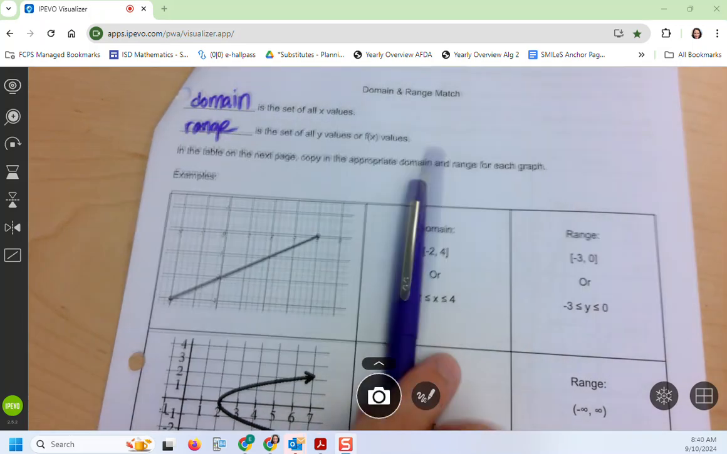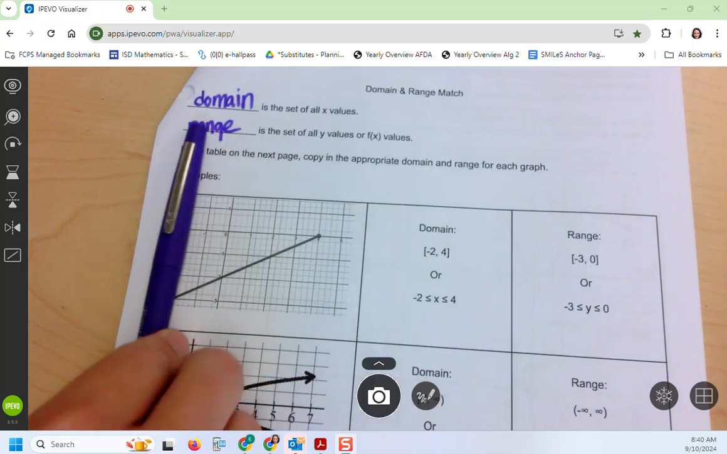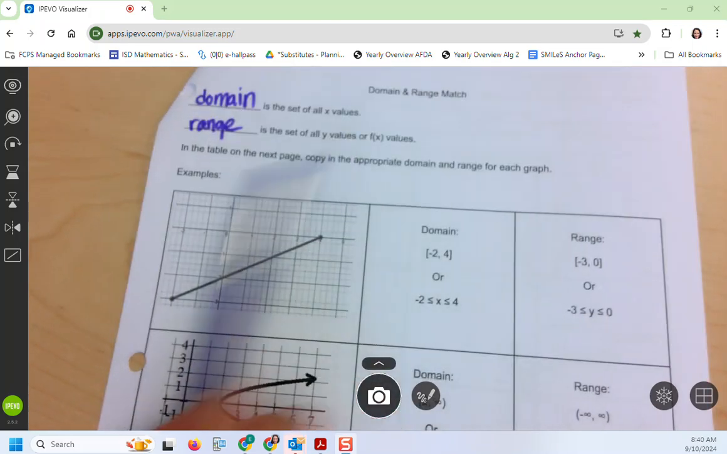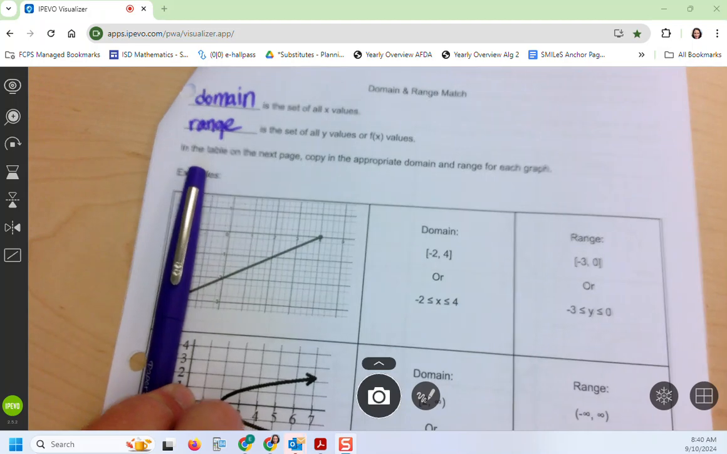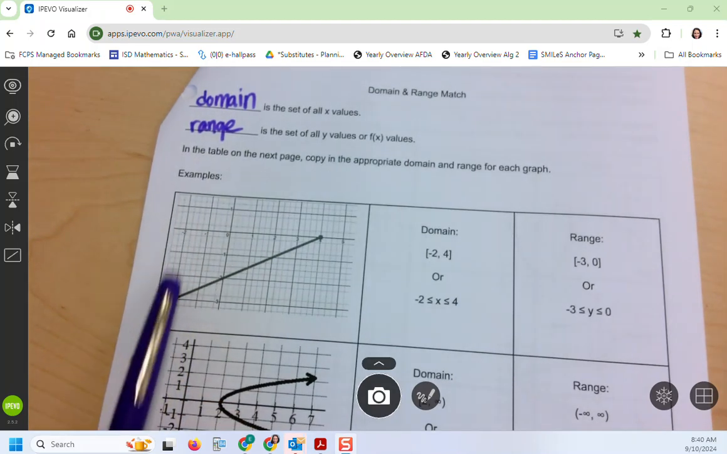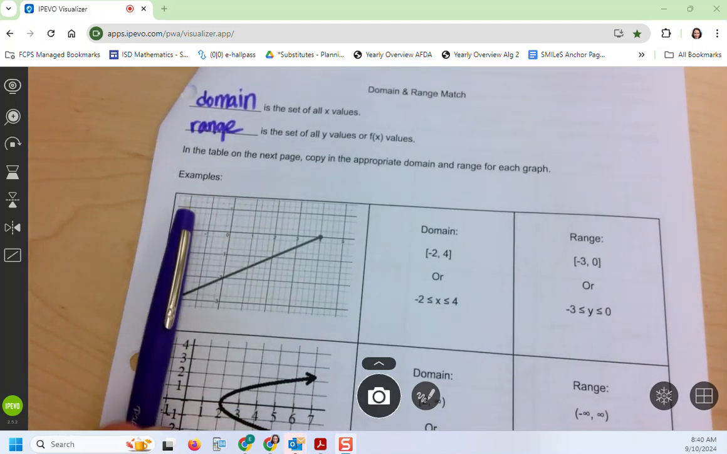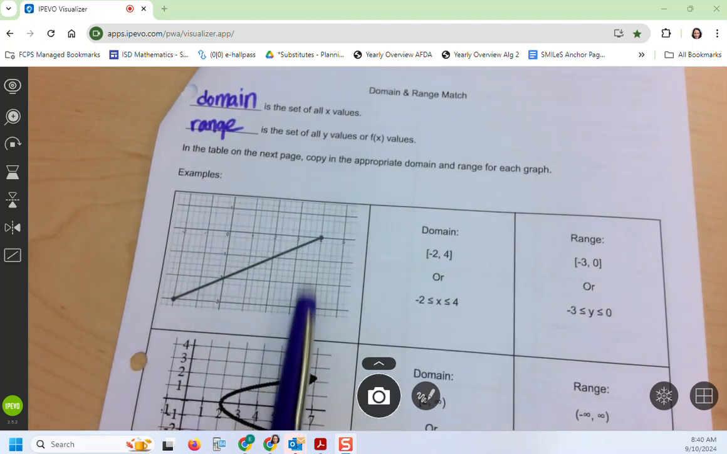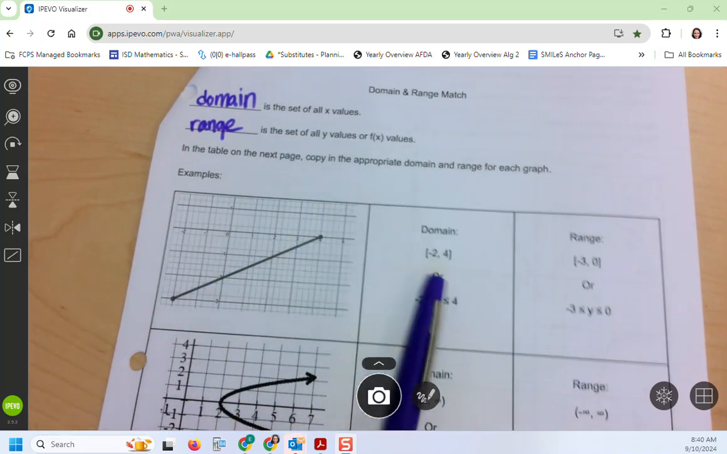All right, so remember, domain is your x values. You read your x values from left to right. So this graph starts at -2. You see -2 is your first x value. And then it goes over to 4, left to right, -2 to 4.